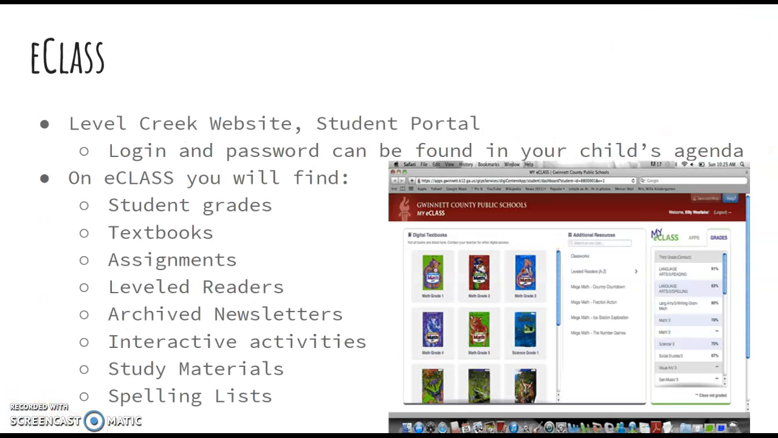Hopefully you are all familiar with eClass. If not, here's a few things that you might want to know. Students can check their grades, find assignments, and do discussion homework on eClass. We'll talk more about it at Curriculum Night.